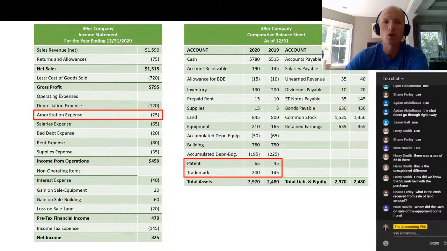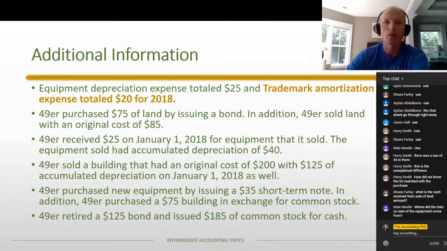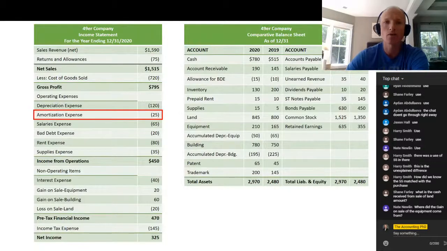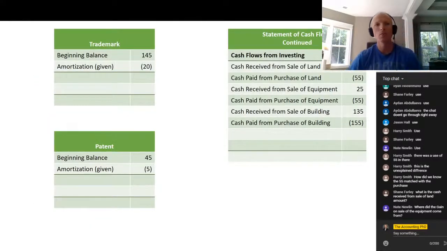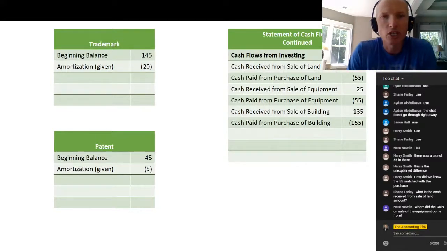Notice that the total amortization expense was $25. And so if $20 of it was the trademark, we can conclude then that the remaining $5 must have been amortization of the patent. All right? Again, that information that we use, back to the $25, it must be the case then that the amortization of the trademark was $20 and the amortization of the patent was the remaining $5. Again, putting together the puzzle.